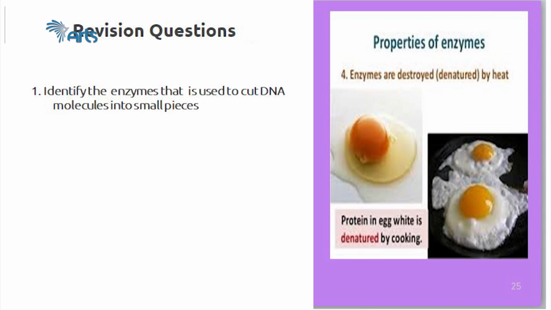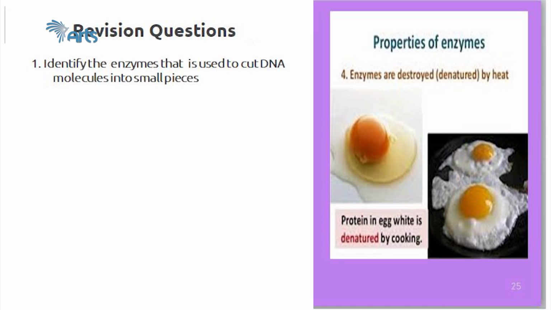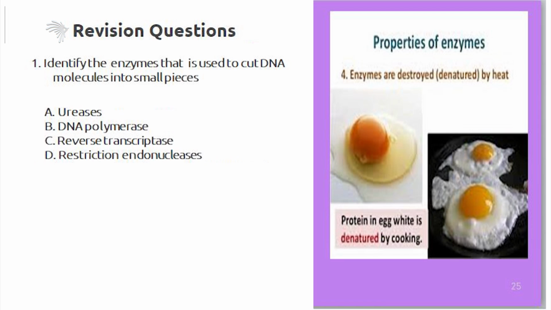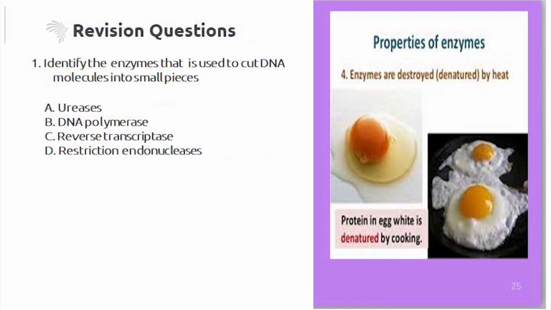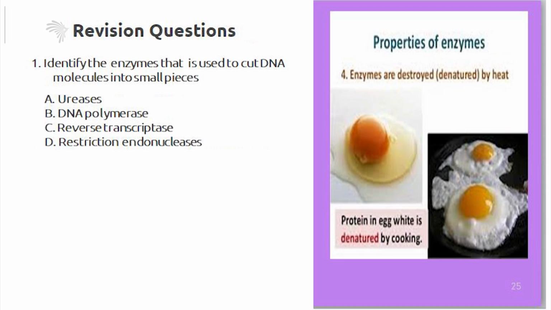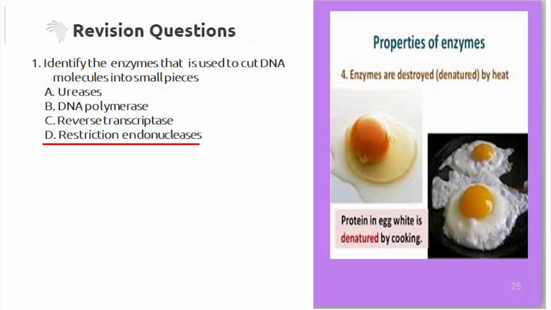Now it is time to see some revision questions. The first question: Identify the enzymes that are used to cut DNA molecules into small pieces. The alternatives are A. Ureases, B. DNA polymerase, C. Reverse transcriptase, D. Restriction endonucleases. The answer to this question is D, restriction endonucleases, which cut DNA into small pieces.